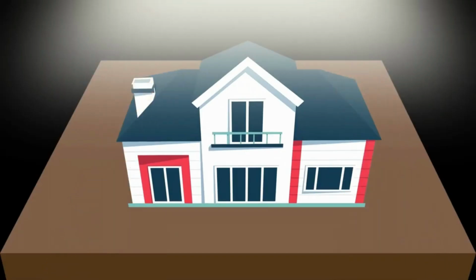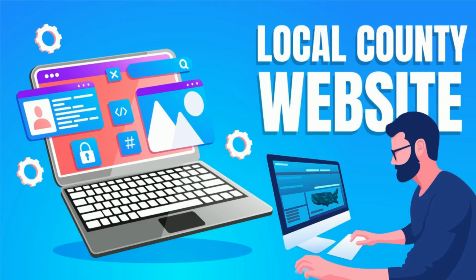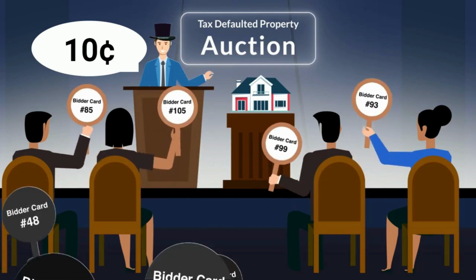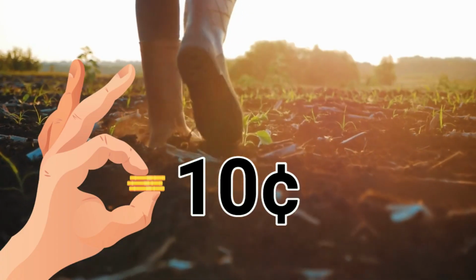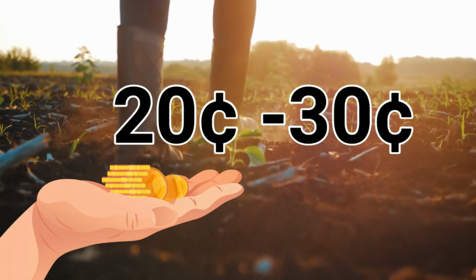Then the county is going to have a public auction. You find out about those on the county website or in the newspaper, and they're going to sell that property with a starting bid of 10 cents on the dollar. So if you can buy land for 10 cents on the dollar, it wouldn't matter what kind of land it was. If you buy it for 10 cents on the dollar, could you sell it for 20 or 30 cents on the dollar? I think so.